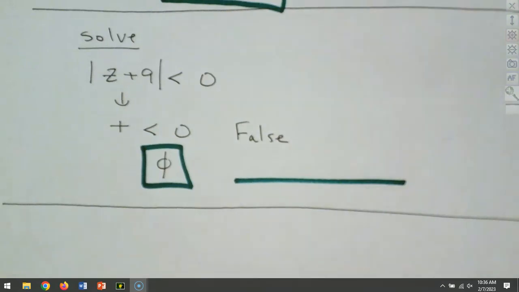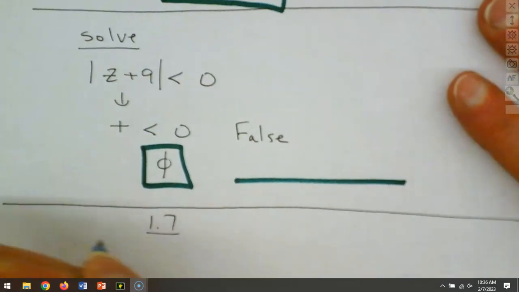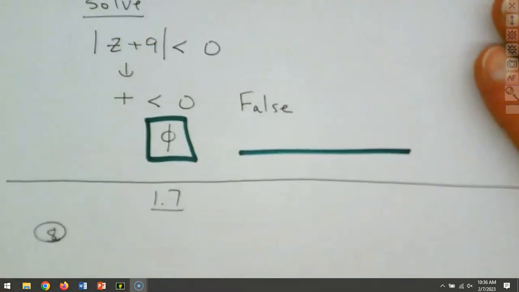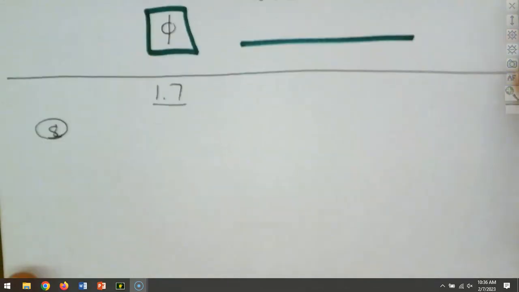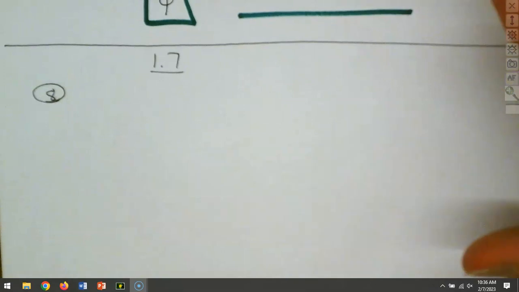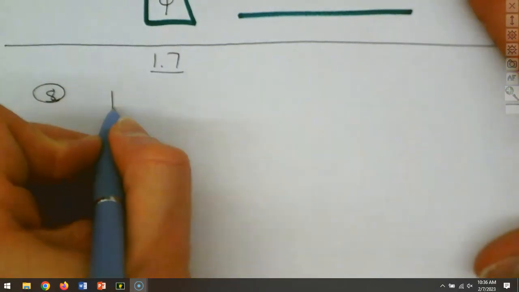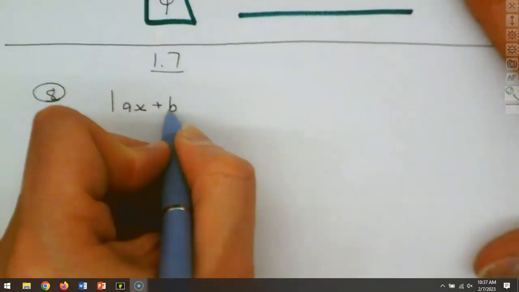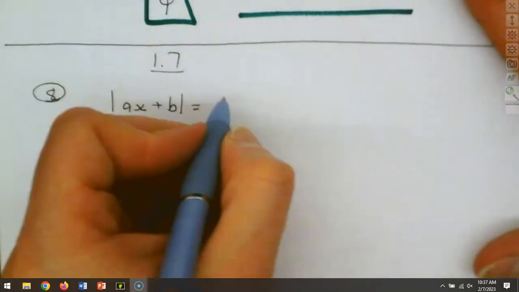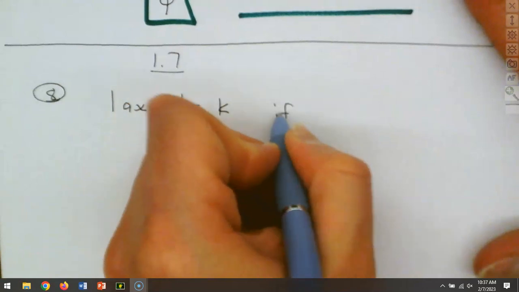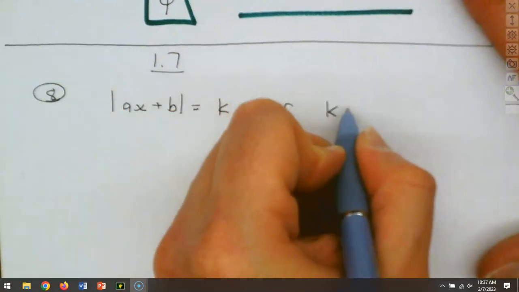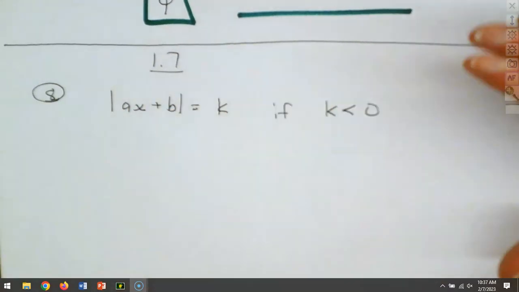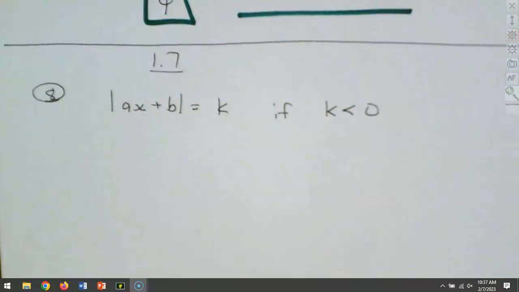Okay, so let's look at question 8. So this is 1.7, and these are from your homework. And I do sometimes work out homework questions in class. And I give you this one. So the absolute value of ax plus b equals k if k is less than 0. So how would I work this one out?